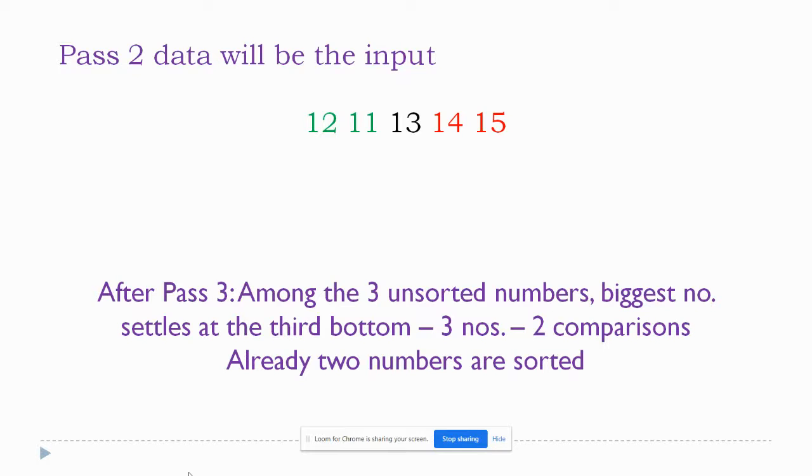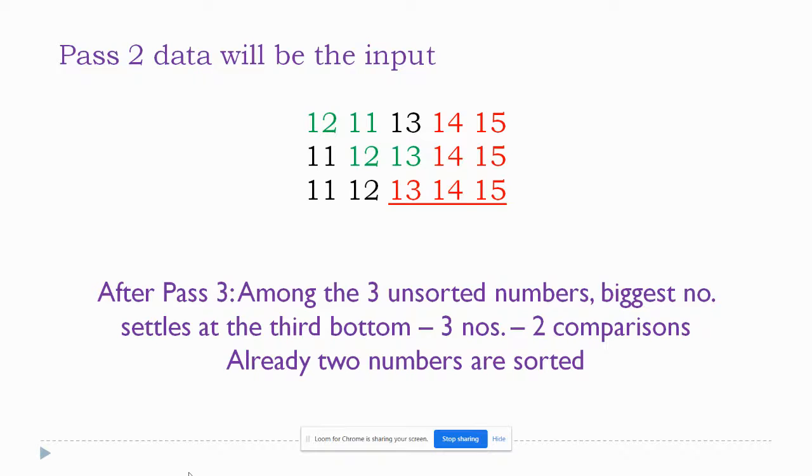So when I am comparing 12 and 11, 12 is a bigger number, I am going for a swap there. I compare the next adjacent pair, namely 12 and 13. 12 is relatively a smaller number, I don't go for a swap there. So after 2 comparisons, I have obtained the third biggest element. So 13, 14, 15 are in sorted order. Now I have to go for only one more comparison in order to obtain the sorted list.